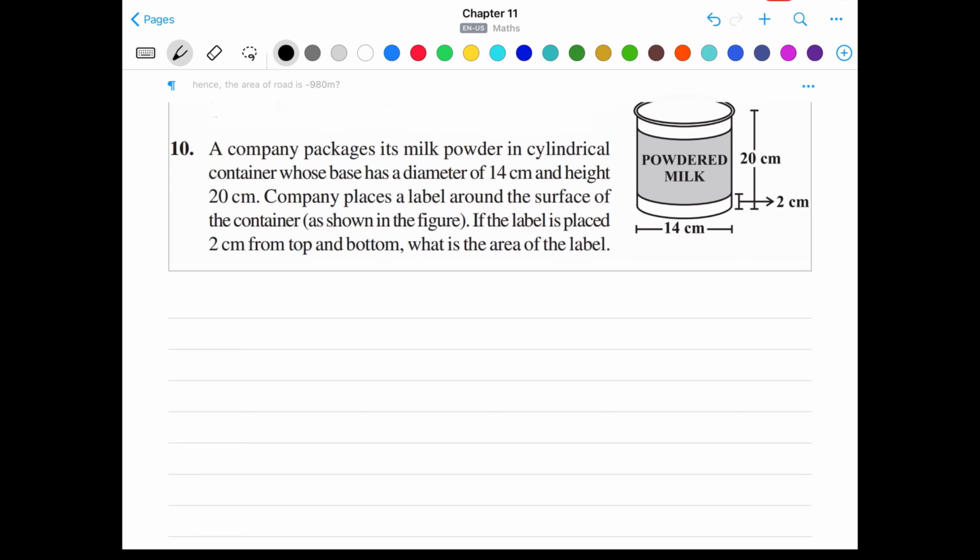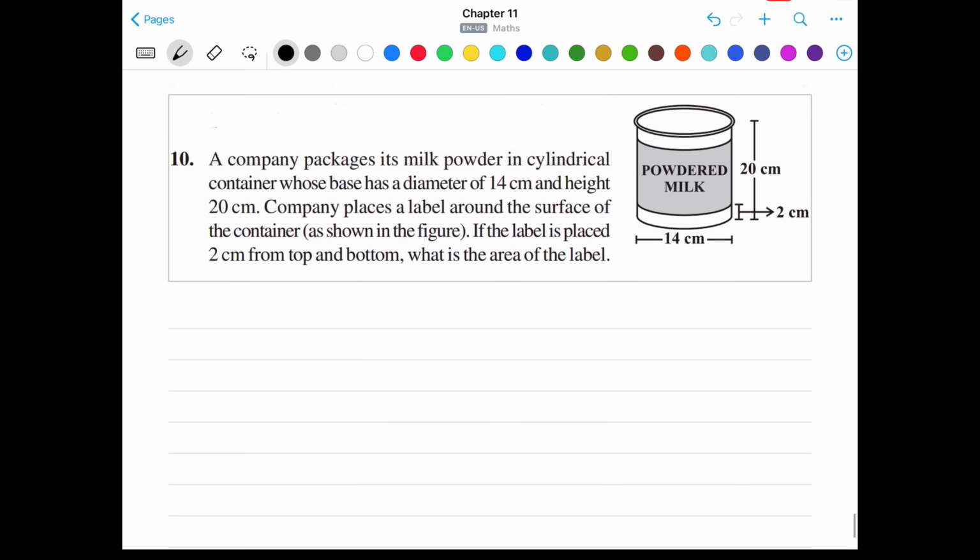It says a company packages its milk powder in a cylindrical container whose base diameter is 14 centimeter. So the diameter is 14 centimeter and the height is 20 centimeter. The company placed a label around the surface of the container as shown in the figure. So this one is the label, written powder milk. If the label is placed 2 centimeter from the top and the bottom, what is the area of the label? So the diameter of the cylindrical tank is given, so that will be the diameter for this label also.